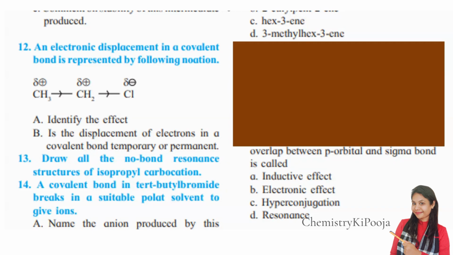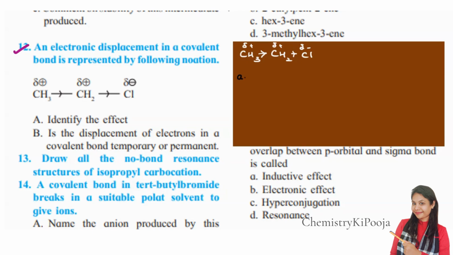Question number 12. An electronic displacement in a covalent bond is represented by the following notation. Now, this is the notation given to us. There is CH2 and Cl, so the arrows are in this way. Clear? We have a partial positive charge and partial negative charge. So basically the electron displacement has been shown. The first one is the first question.